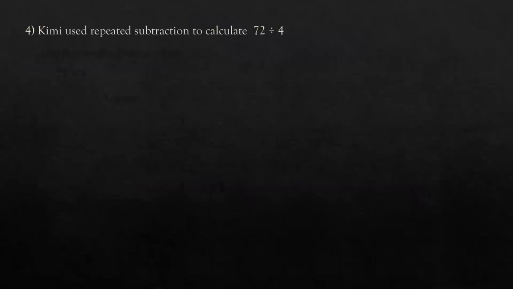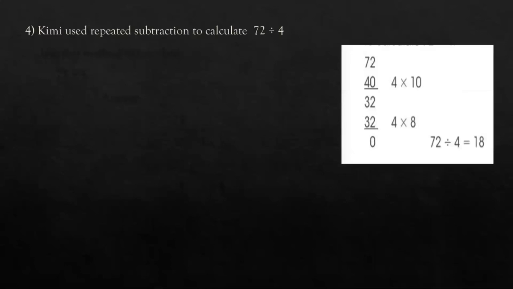Okay, next comes the fourth problem. Can you use repeated subtraction to calculate 72 divided by 4? So this is the process that is known as repeated subtraction, and this is how Kimi used to calculate 72 divided by 4. So how he did it: 72 is going to be divided by 4, so you will be writing the number 72 first.